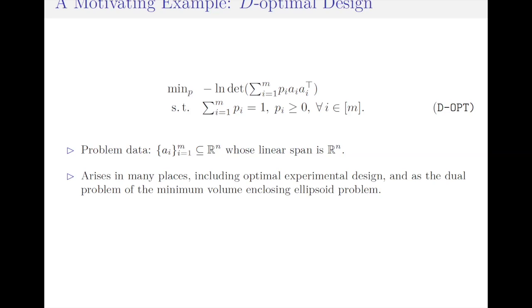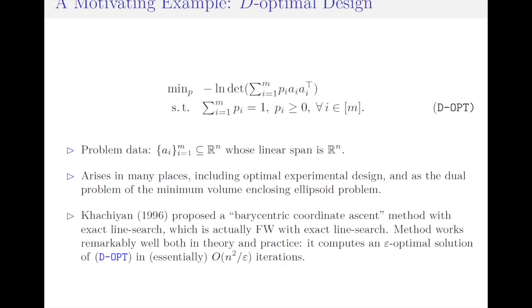And it includes a lot of applications, not only optimal experimental design in statistics, but also in computational geometry, where it arises as the dual problem of the very famous minimum volume enclosing ellipsoid problem, which has been studied for many years. Some people from the theoretical computer science community are still studying this nowadays. And in order to solve this problem, typically people will look at this dual and solve this optimal design problem instead.